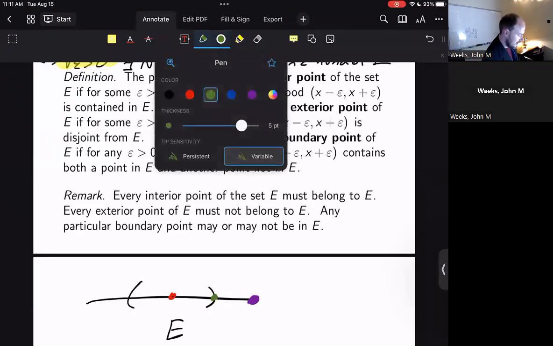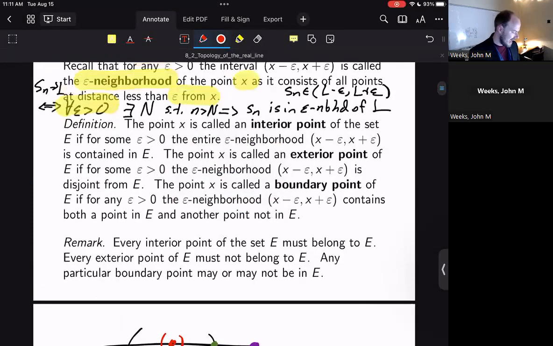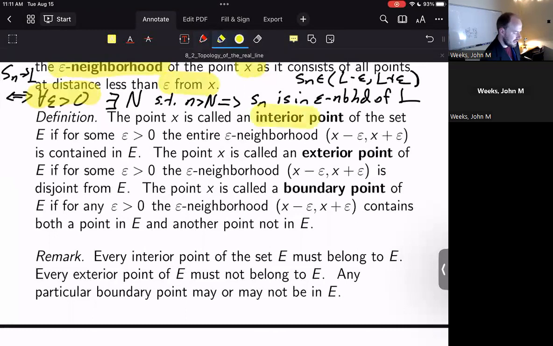Namely, for an interior point, you can see there exists an epsilon neighborhood that is completely inside of the set E. And that's exactly how we clarify that the point X is an interior point. If for some epsilon, notice the difference here, it is not for all epsilon greater than 0. This is for some epsilon greater than 0. The entire epsilon neighborhood, x minus epsilon to x plus epsilon, is contained in E. We want the whole thing to be contained in there.